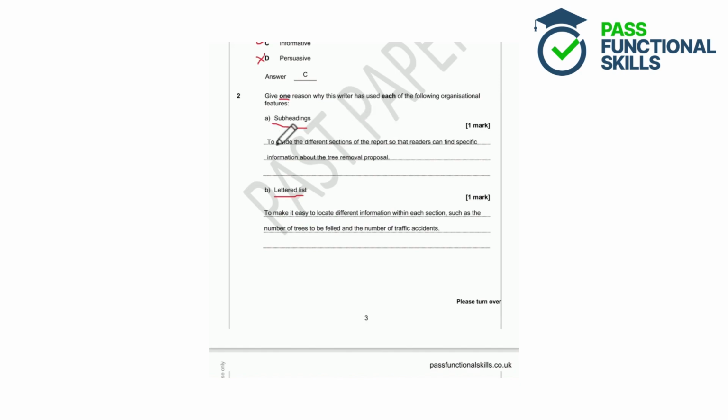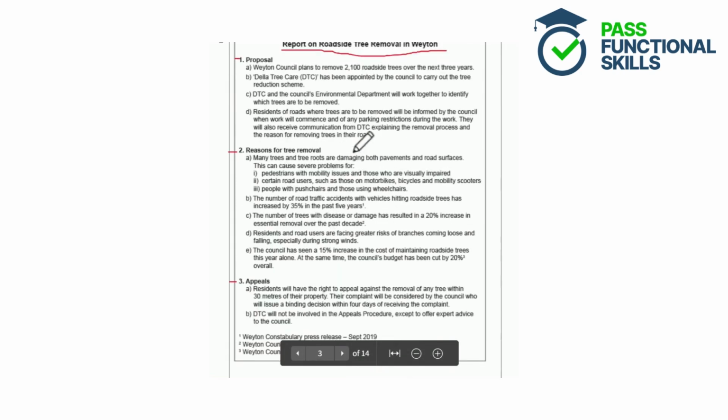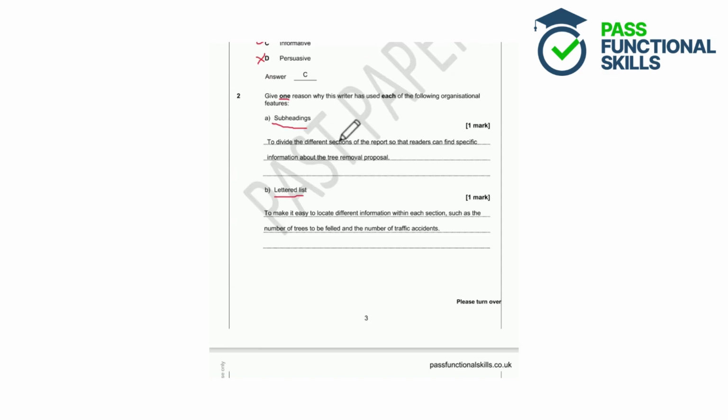So here, if we look at subheadings, so if we scroll up to the report, we can see the subheadings here, and we can see that they are sort of dividing the report up. So it's sectioning the report to make it sort of easier for the reader to access it. So the answer students put is to divide the different sections of the report up so that the readers can find specific information about the tree removal proposal. So that would be correct for subheading usage.